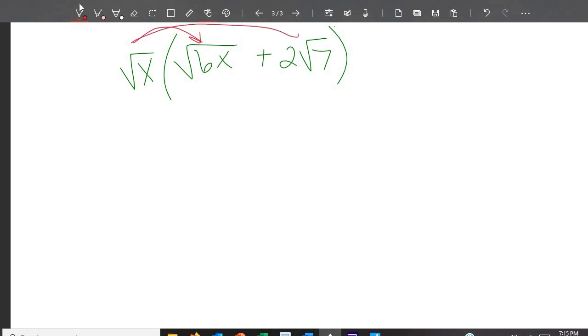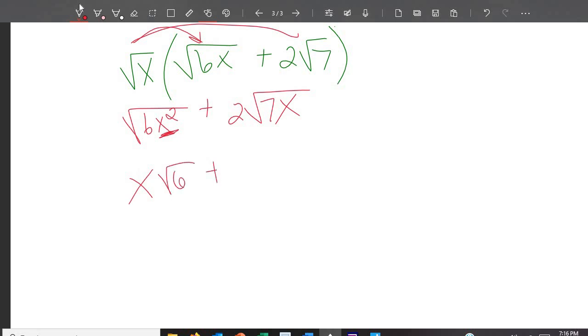All right, so we're going to have the square root of 6x squared plus 2 times the square root of 7x. Multiply what's underneath the radical sign. Now look here. I've got an x squared. The square root of x squared, remember, is x. And we've got a square root of 6. And then we've got 2 times the square root of 7x. That's my answer.